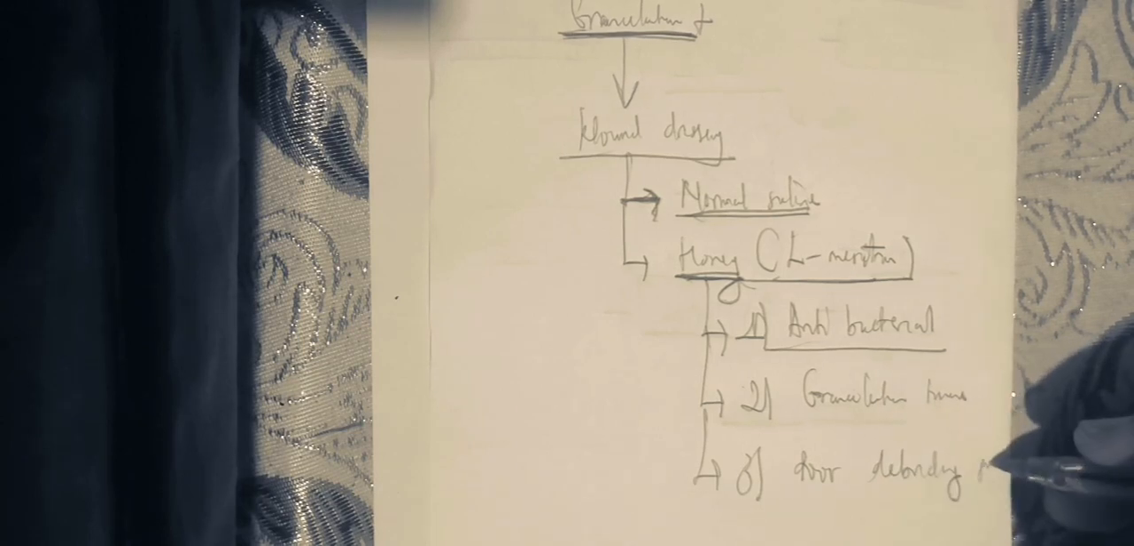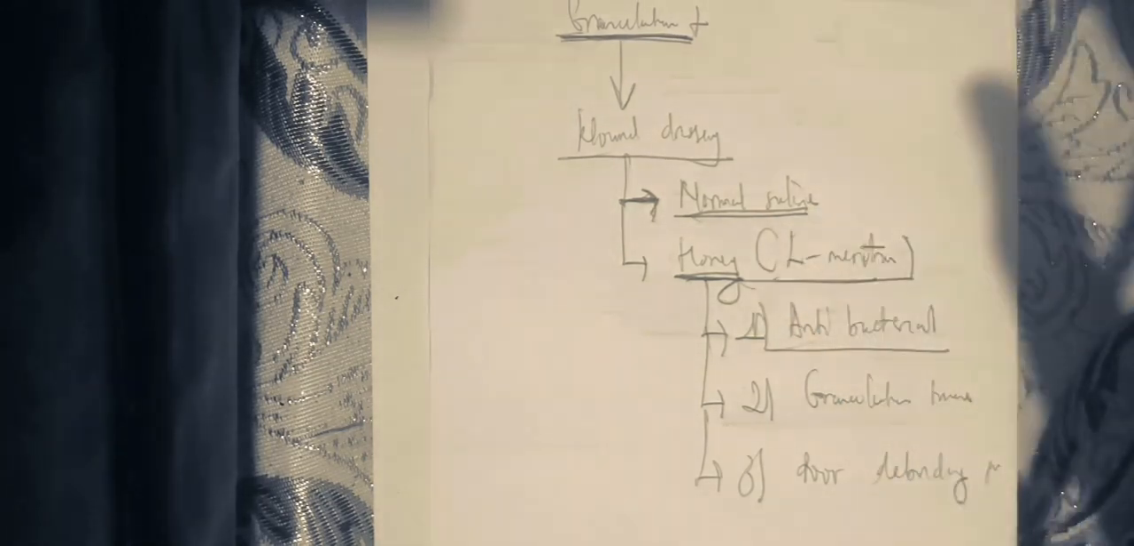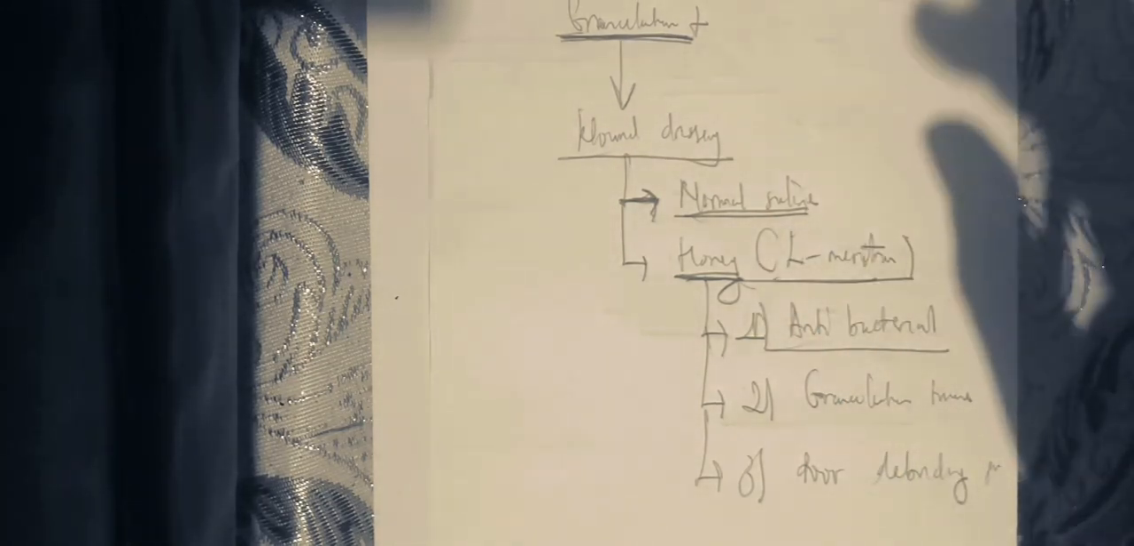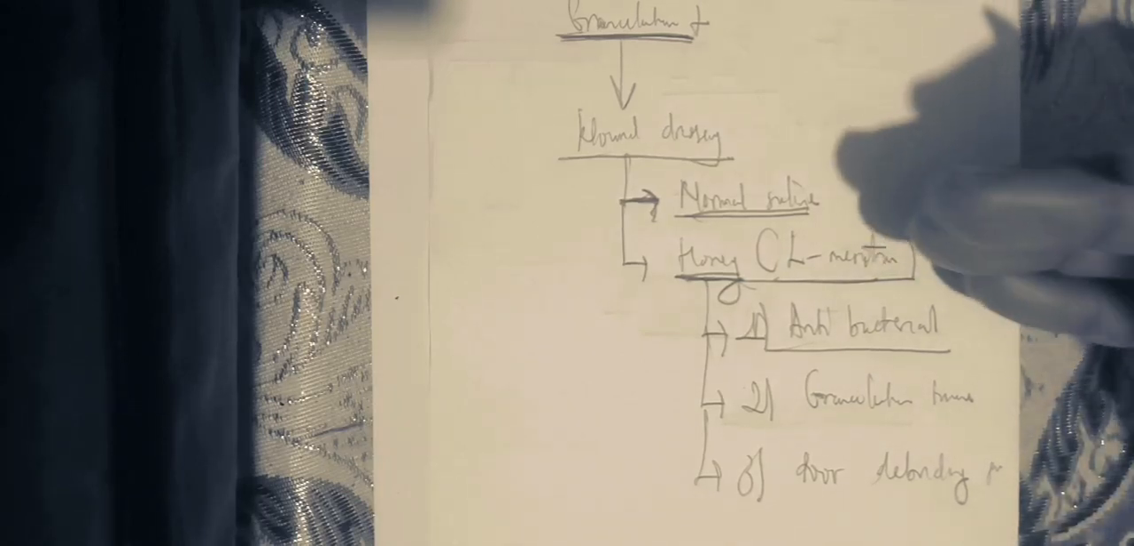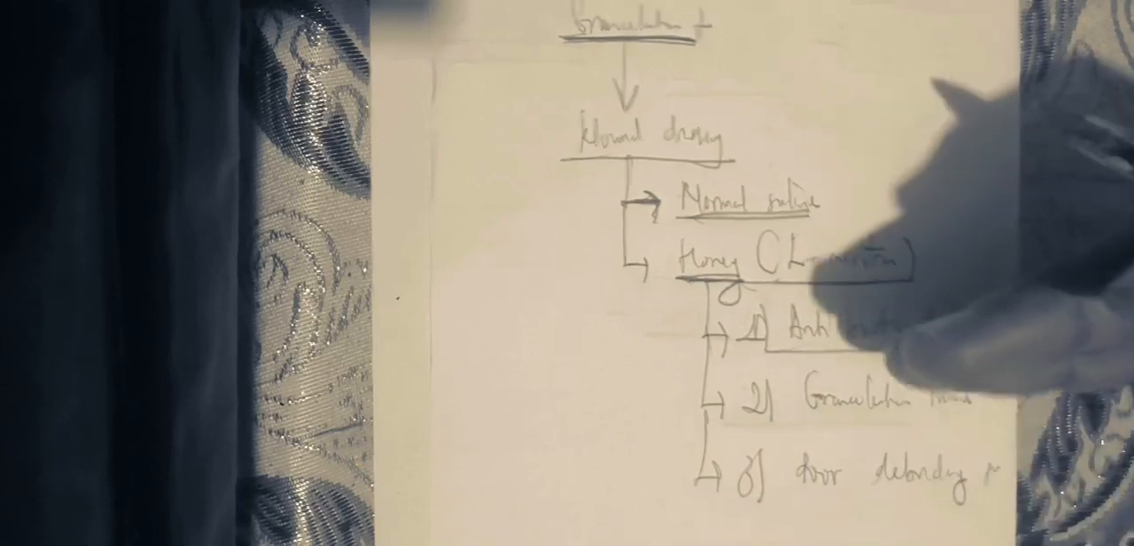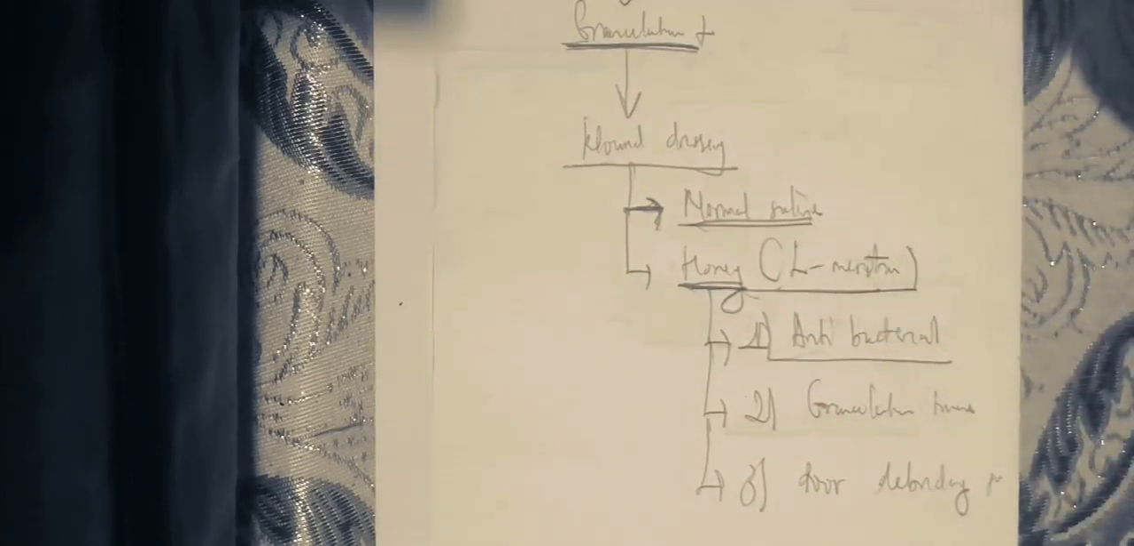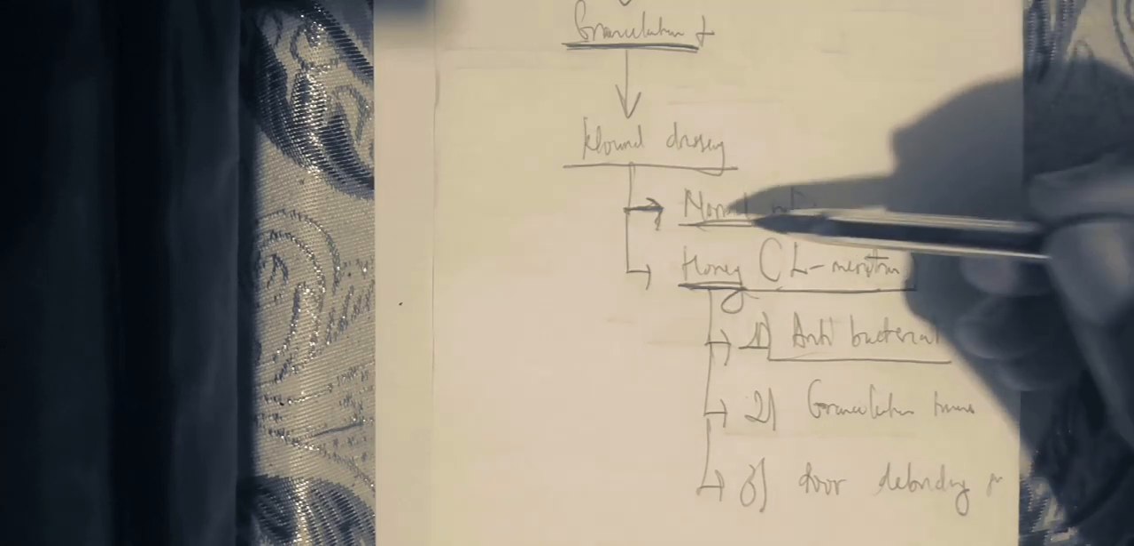It's a pore debriding product, meaning that if there are dead tissues around, the honey is going to remove them. Is it clear? Those are the characteristics of honey which make it best used in the granulation phase, in the proliferative phase of wound healing. Is it clear? So those are the characteristics.